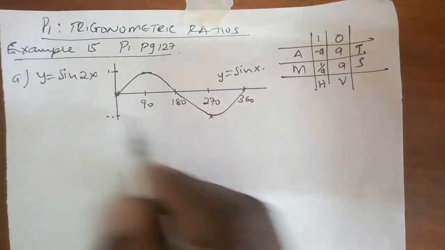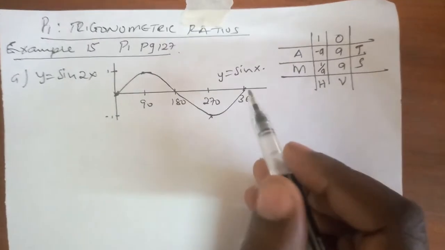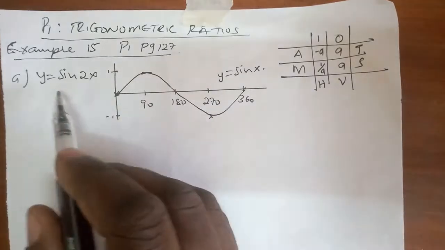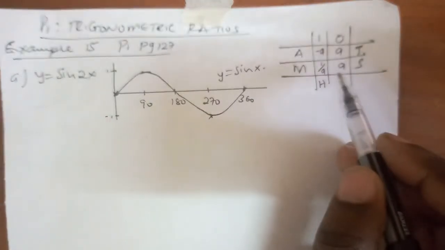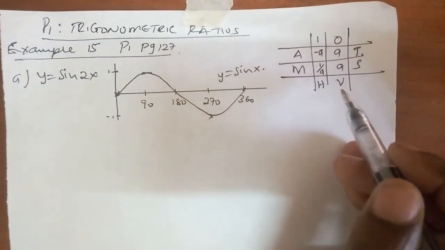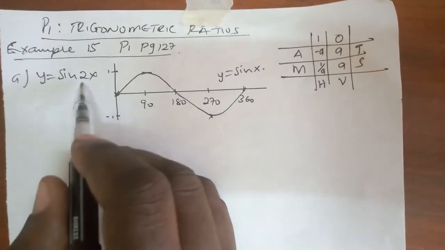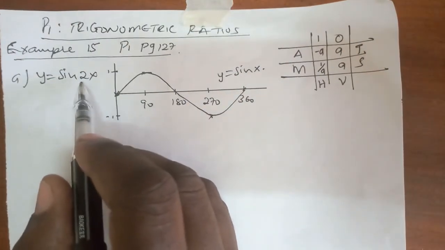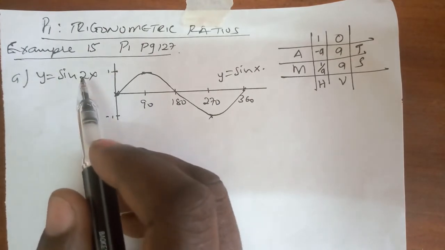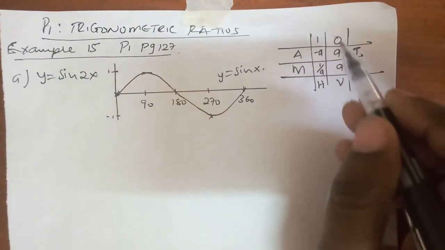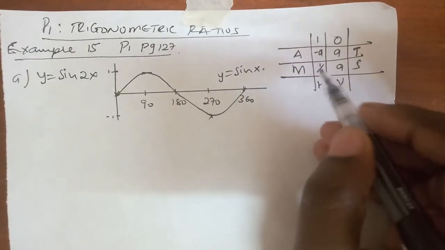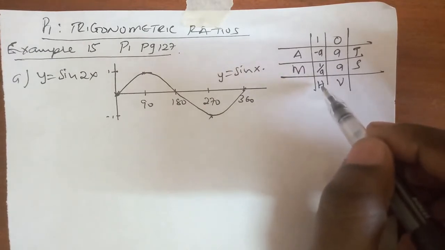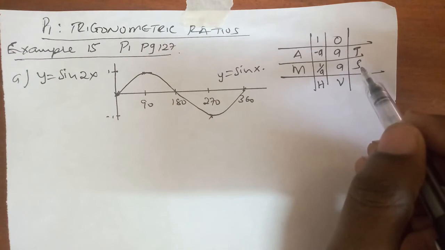The reason why I've first constructed the graph of y equals sine x is because, according to the magic square of transformation of graphs, multiplication inside, because x is affected by a coefficient of 2, means there is a horizontal stretch of scale factor 1/2.